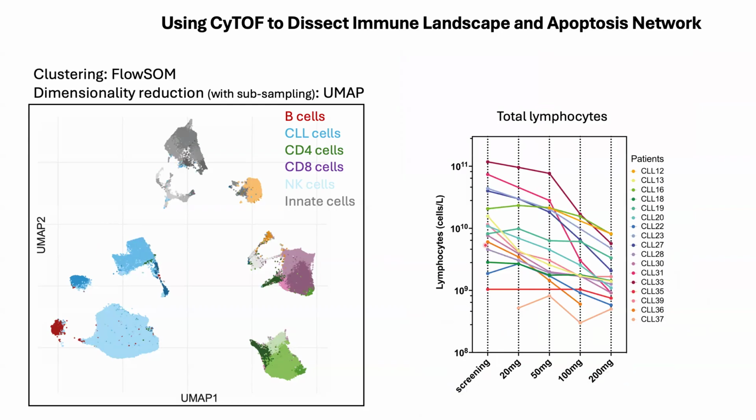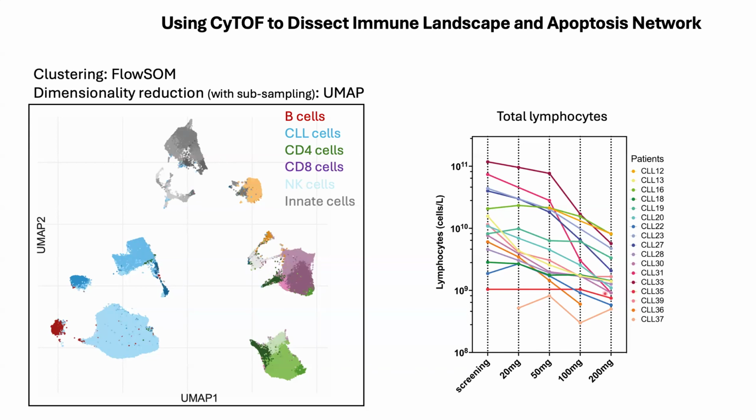And the thing to appreciate is that at all doses of venetoclax in all of these patients, we had a steep decline in the total lymphocytes as a measure of the impact on CLL burden. So the venetoclax was working in all of these patients. And note, again, this is a log scale. So these are really a lot of cells being killed by venetoclax as we move through that dose escalation.